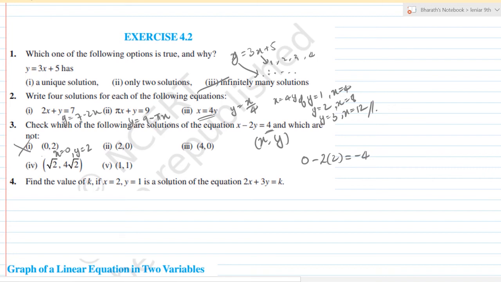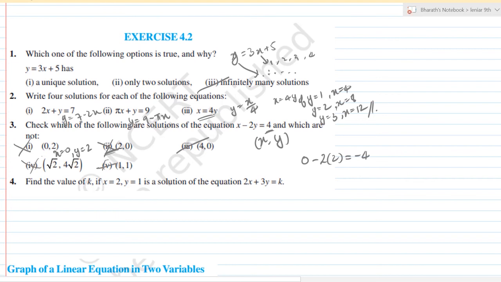Substitute the x value here, 2 minus 0, so this also does not follow. And here this does, because 4 minus 0 is equal to 4 only, right? And here, root 2 minus 8 root 2, which does not. Okay, same thing here, 1 minus 2 is minus 1, which does not follow.